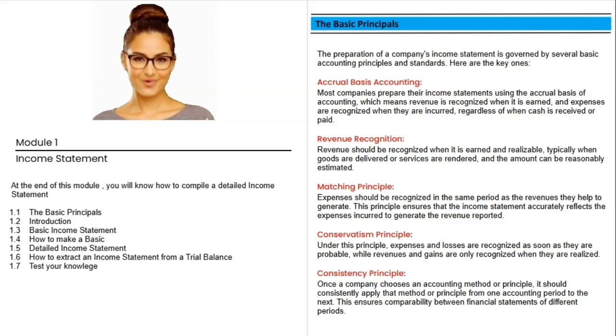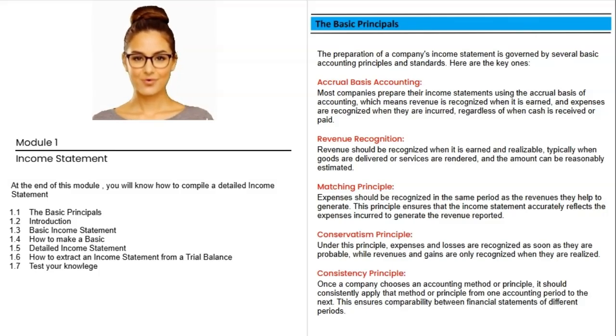As excited as we are to get started, I would want you to study the theory aspect of the income statement first, and the laws that govern them. It's crucial that you study this section properly before attempting the examples that follow. So, understand that the preparation of a company's income statement is governed by several basic accounting principles and standards. Here are the key ones.